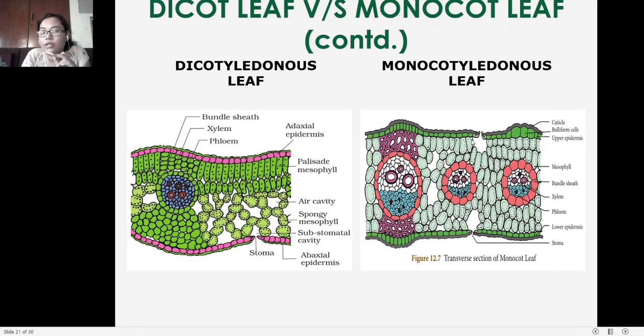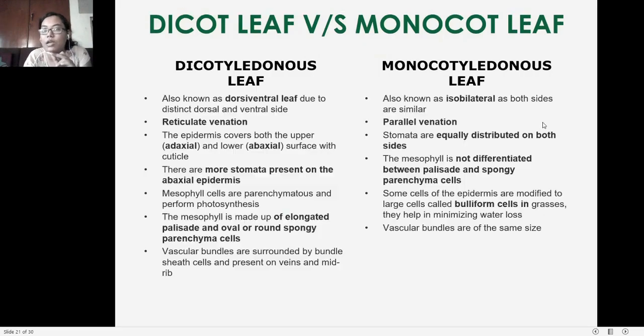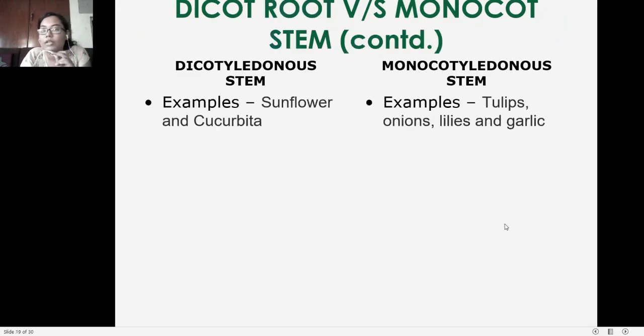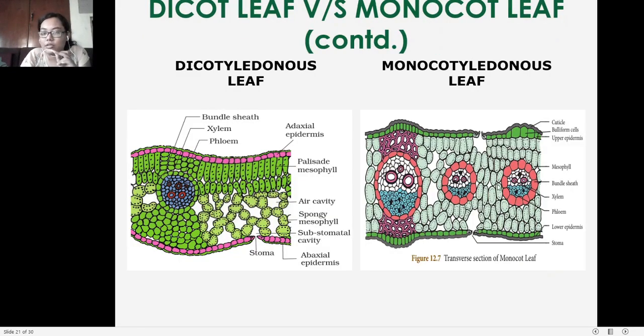Here you can see that the stoma are equally distributed on both the surfaces, and the mesophyll parenchyma cells are also not differentiated as was in dicot leaf. So this is a major difference. And another one is that few cells, here you can see, are bubbled up to form bulliform cells. In grasses especially, they help in minimizing water loss by transpiration. Okay, and the vascular bundles are all of same sizes.